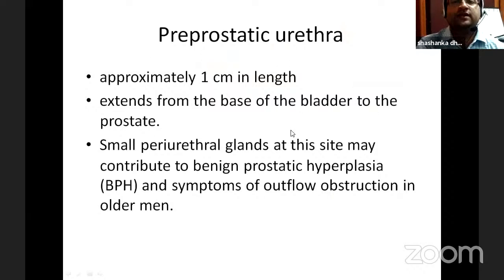Okay, pre-prostatic urethra, only about 1 centimeter in length. It extends from the base of the bladder or the bladder neck up to the prostate. Some small periurethral glands may be located at this site, and they may contribute to BPH and symptoms of obstruction.